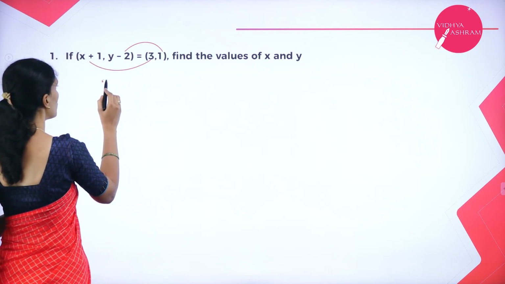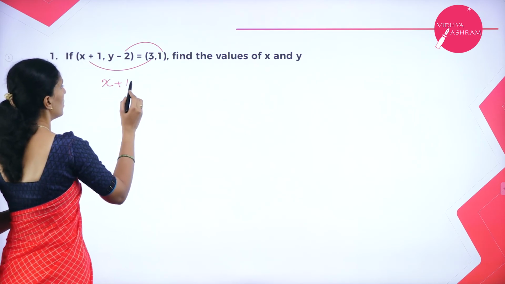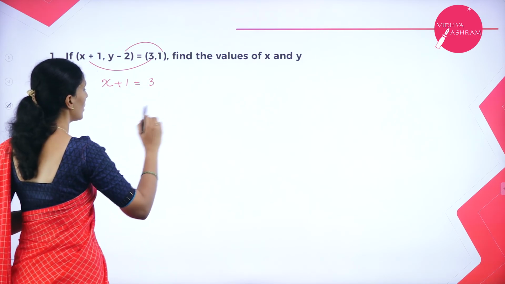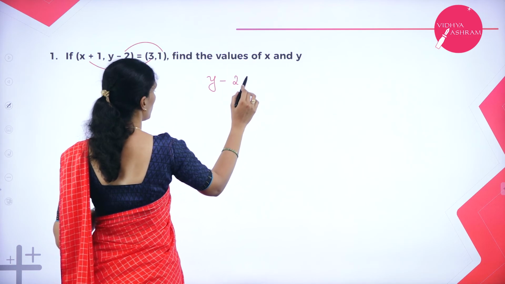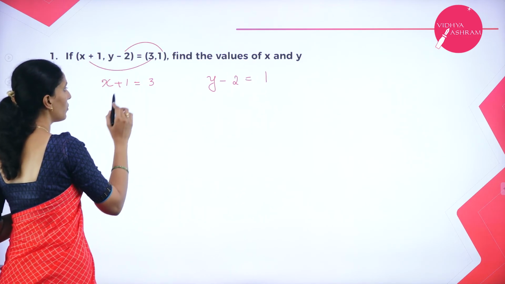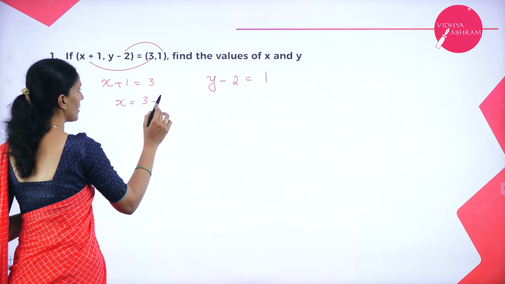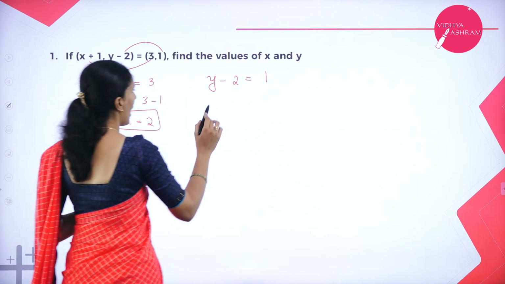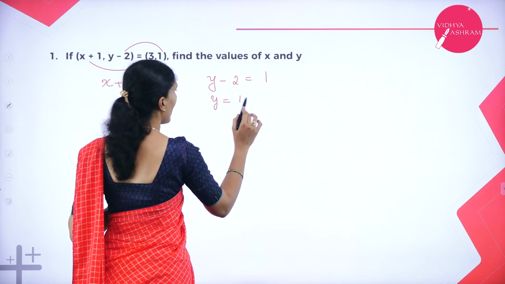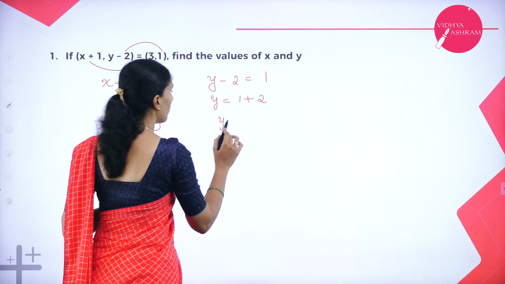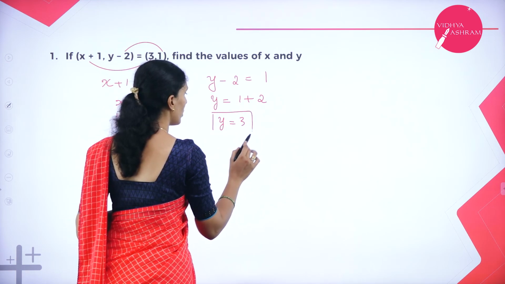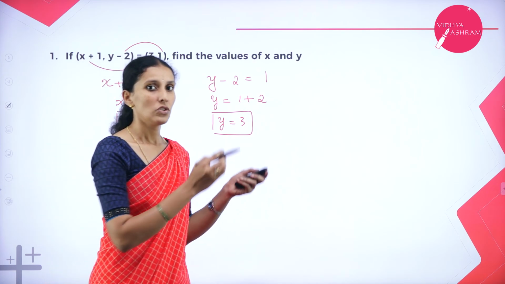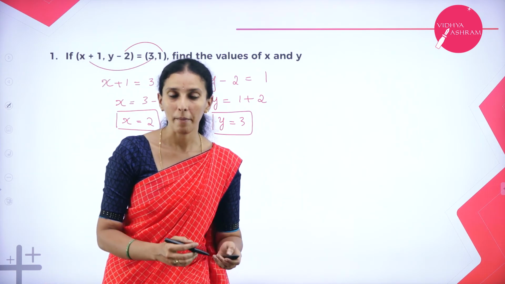So here, according to the equality of ordered pairs, I can write x plus 1 is equal to 3 and y minus 2 is equal to 1. If you shift 1 to the other side, you will get 3 minus 1. So therefore, the value of x here is 2. And if you shift minus 2 to that side, it will become plus 2. So therefore, the value of y is 3. The value of x is 2 and the value of y is 3. So this type of question will carry 1 mark.